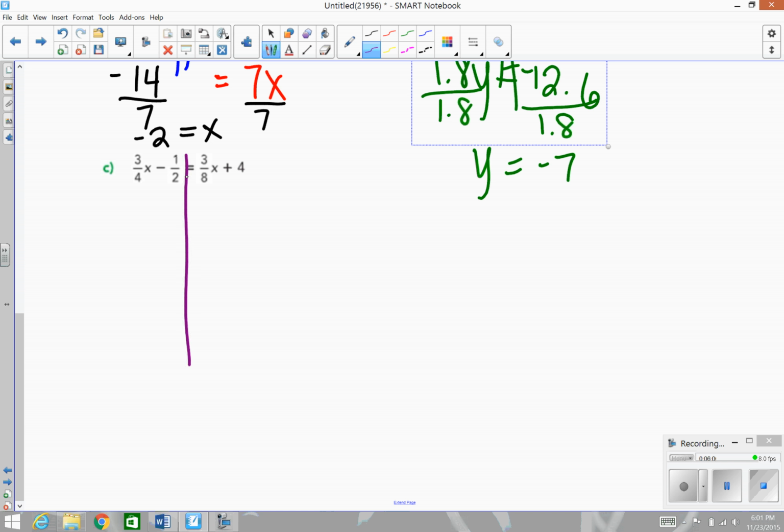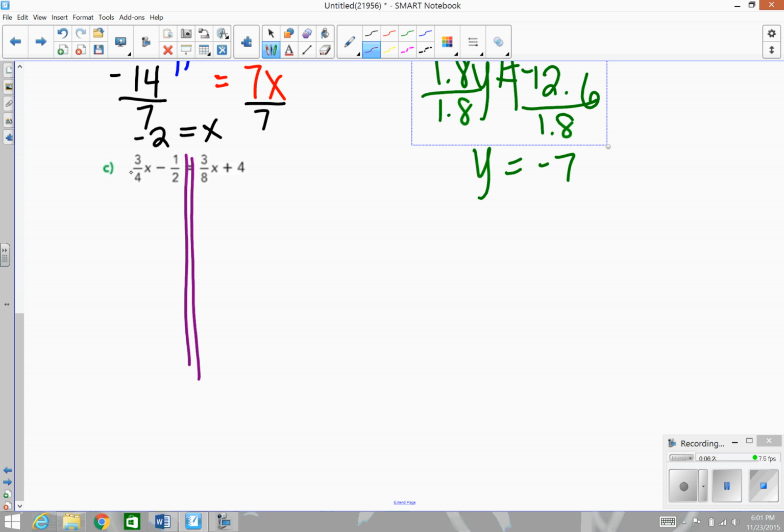Again, start with my river. Okay, now this is tricky because I do have two algebraic terms, 3/4 x and 3/8 x, but it can be hard to tell which one's bigger sometimes. So we really want them to have common denominators before we make any moves. Okay, what's common between 4 and 8 is 8.